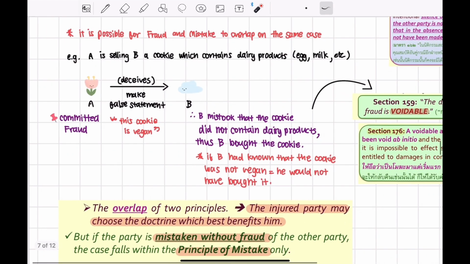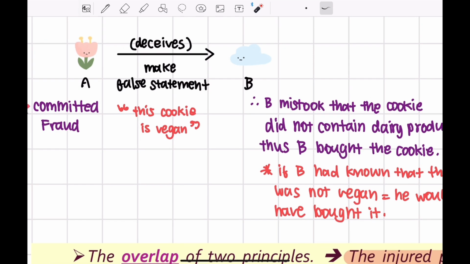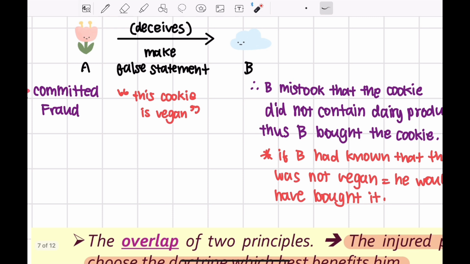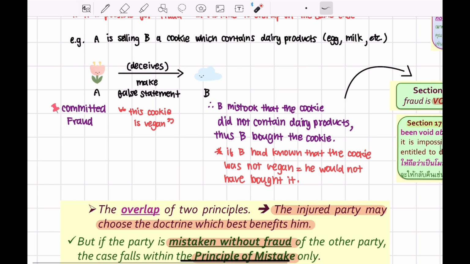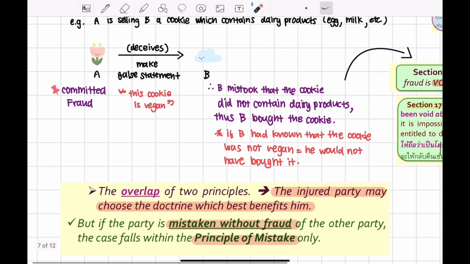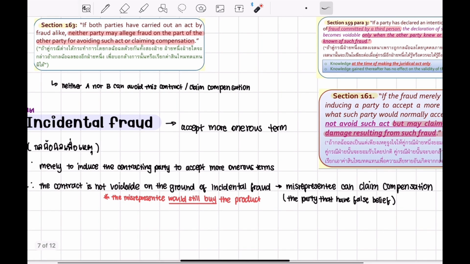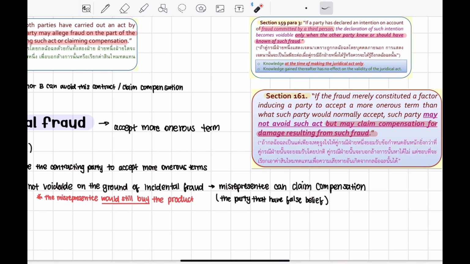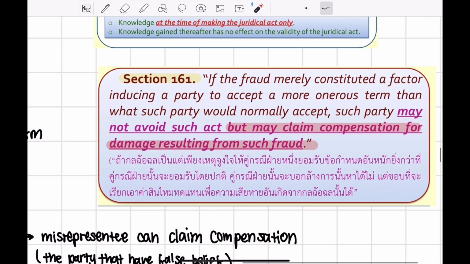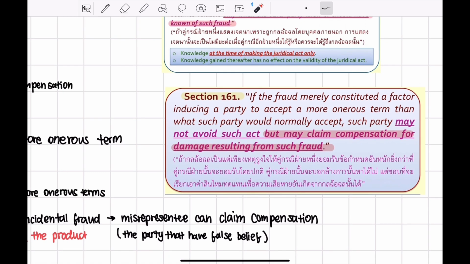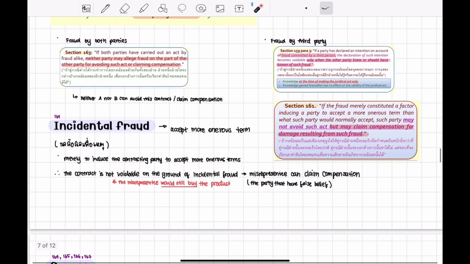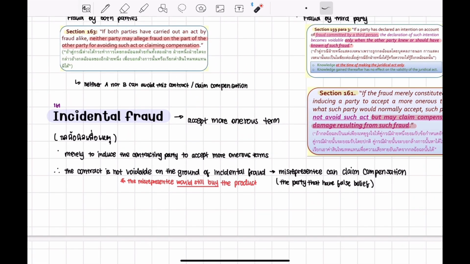For example, A will sell a vegan cookie for 70 baht, but a normal cookie he would sell for 30 baht. Because B had to pay more for the vegan cookie, if B wants to raise the issue, he can claim compensation for the other 50 baht that he lost for buying the so-called vegan cookie instead of a normal cookie. So that's the concept of incidental fraud.